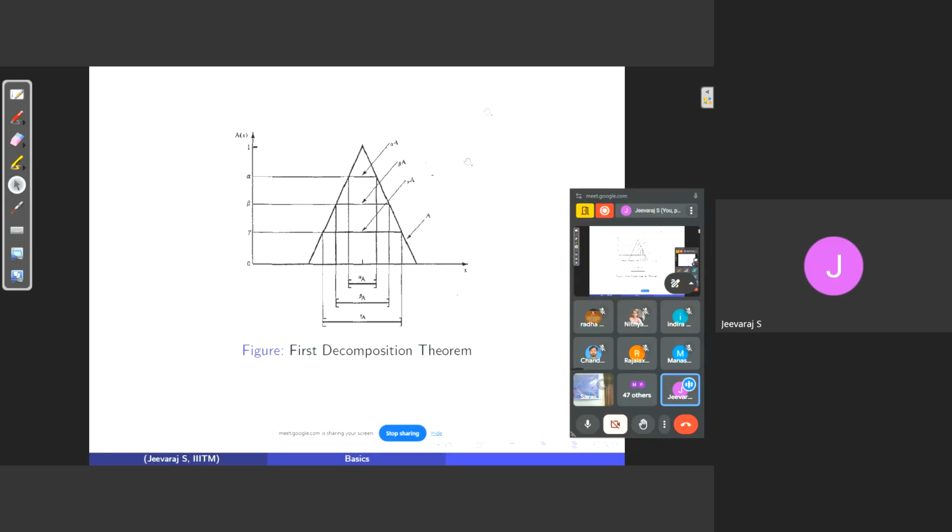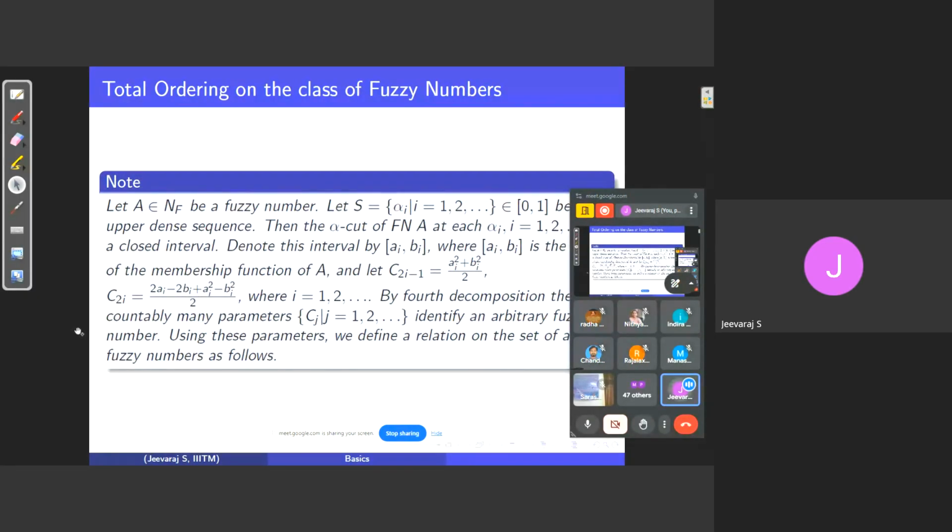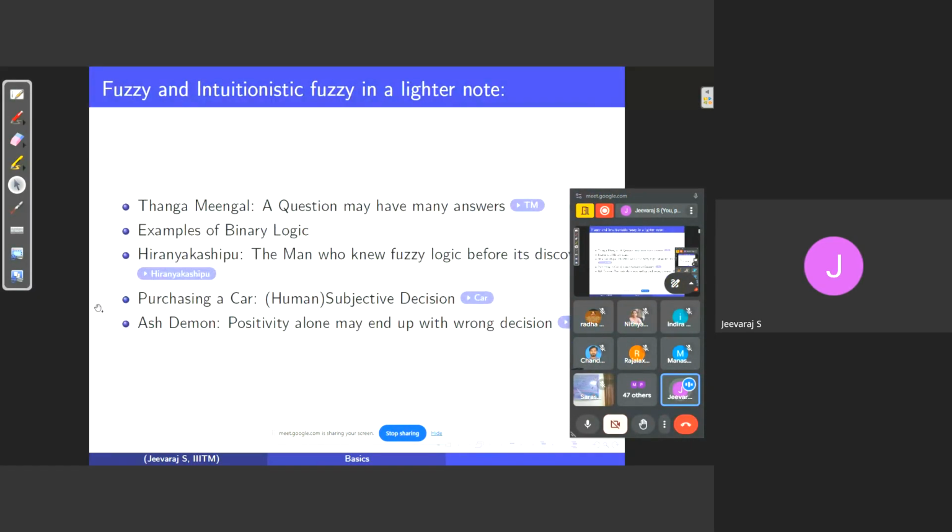If I'm planning to compare two triangular fuzzy numbers, for this particular alpha value, this is my closed interval. For another number, another closed interval will be there. By means of it, I'm comparing, right? But a fuzzy number is identified by means of how many parameters? Infinite number of parameters. If we achieve certain tasks by means of infinite number of parameters, we are inferior, right? So at least we must be able to identify something by means of a finite number of parameters. What is the meaning of it?